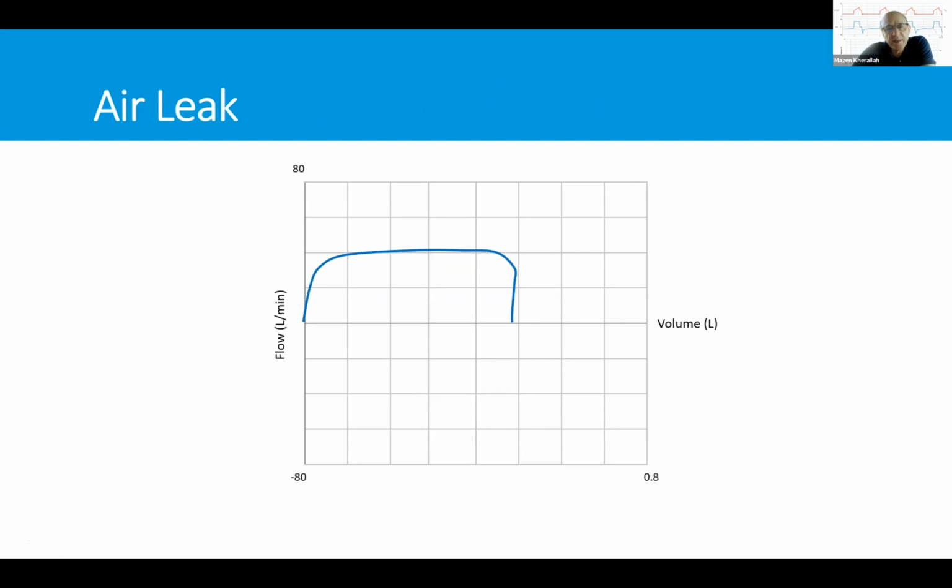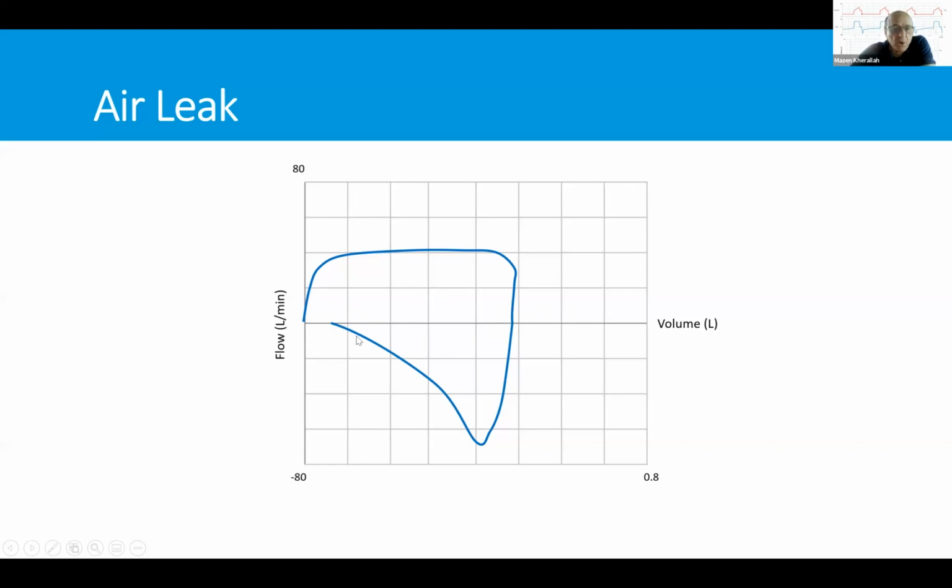How does the air leak look on the volume flow loop? Inspiration, nothing abnormal. It goes up to the peak inspiratory flow, constant flow, and then goes to the tidal volume. Flow is zero now. Let's exhale. This is the peak expiratory flow. Everything is normal. We're exhaling normally here, and then we reach zero before we exhaled everything. Why? Because we don't have any more. Part of this tidal volume is already leaked.